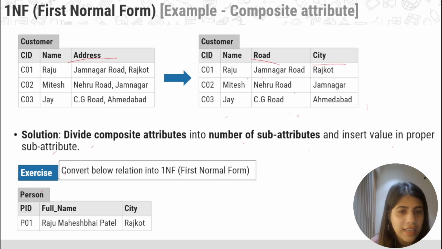So you have an exercise to do, that you have to convert the below relation into 1NF, first normal form. There is a person ID, full name and city. I think it will be very easy for you. Do solve it and do let me know how was it in the comment section.